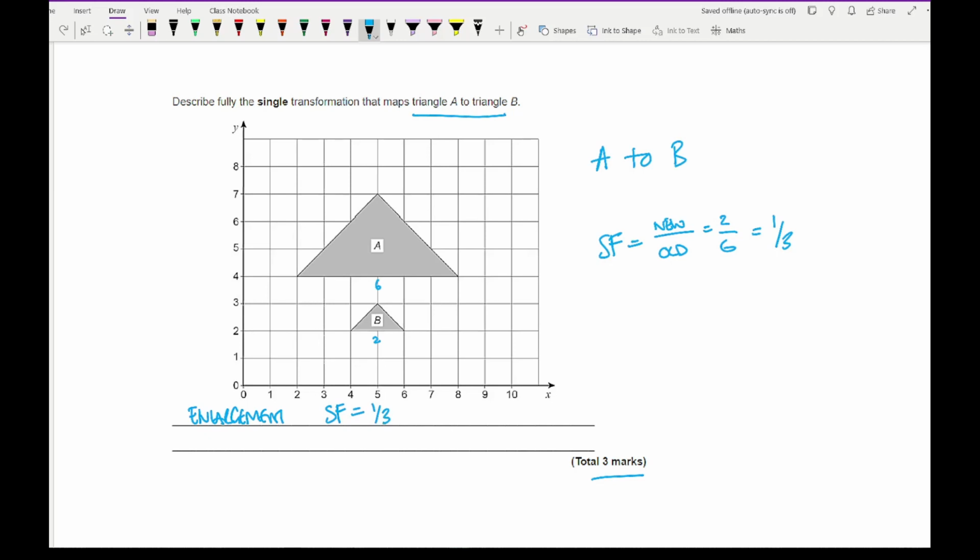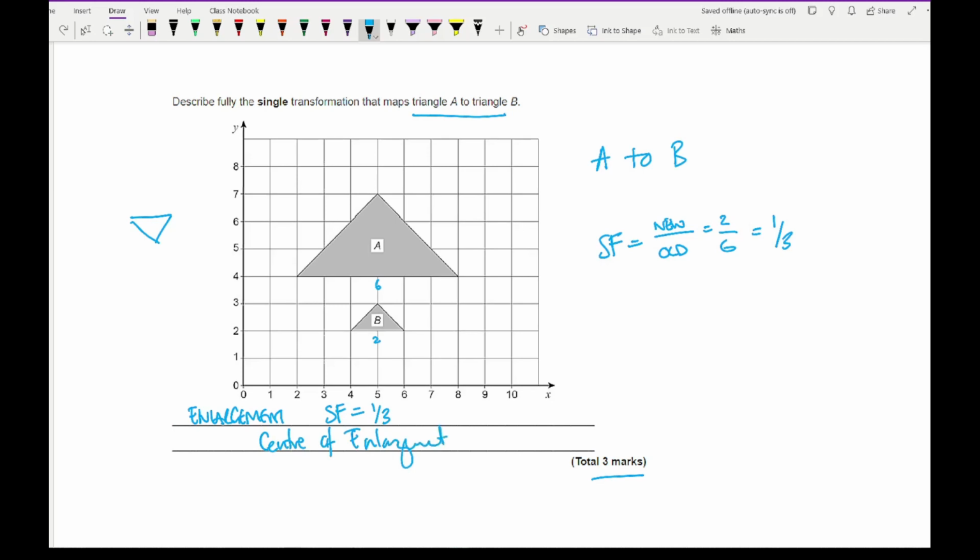Now this isn't going to be a negative scale factor because as you can see, triangle A has not been reflected vertically and it's not been reflected horizontally as well. So the end shape does not look like this. So it's not going to be a minus. The next thing I need to do is find the center of enlargement.